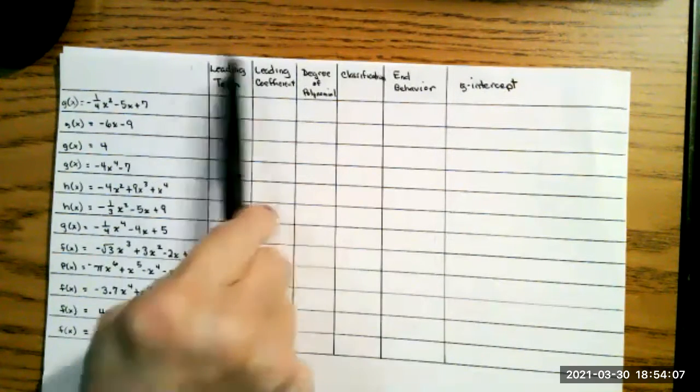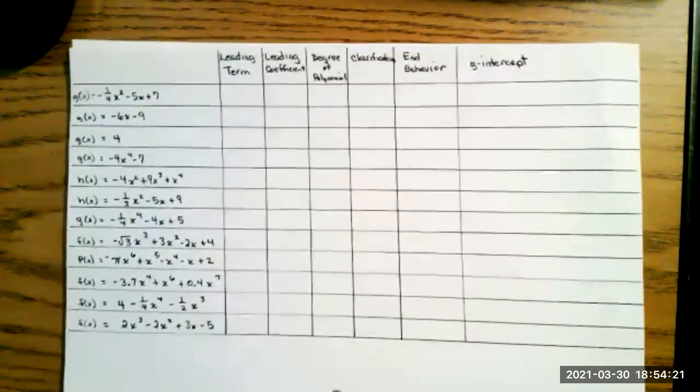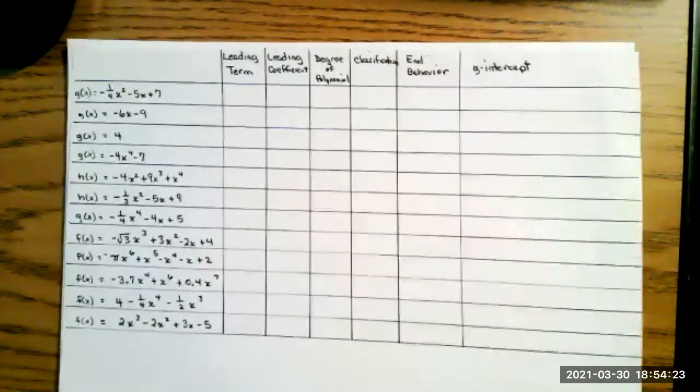And you can just put LT for leading term, LC for leading coefficient, D for degree, C for classification, EB for end behavior, and Y-intercept. And we're going to go down through this because this is what your assignment looks like. They're individually done, but we're going to do them all at one time. So I'm going to give you a minute to look at it.